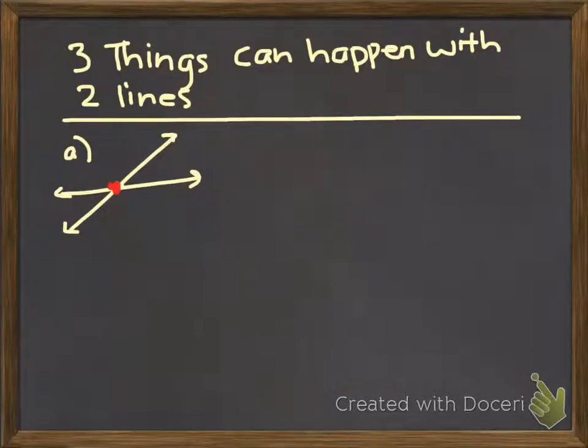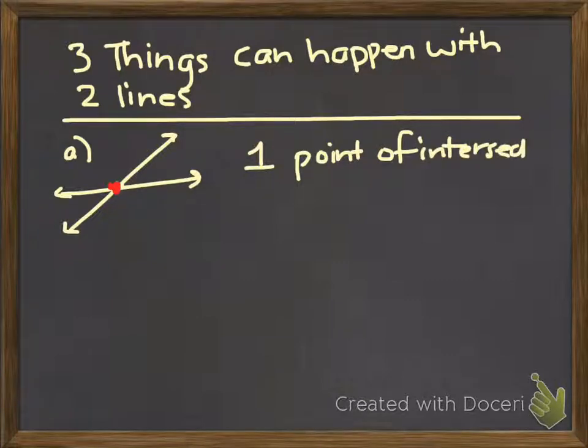Three things can happen with two lines. Letter A, we can have two lines intersect, so they cross each other, so that means that they have one point of intersection, because there's only one place that they can cross.